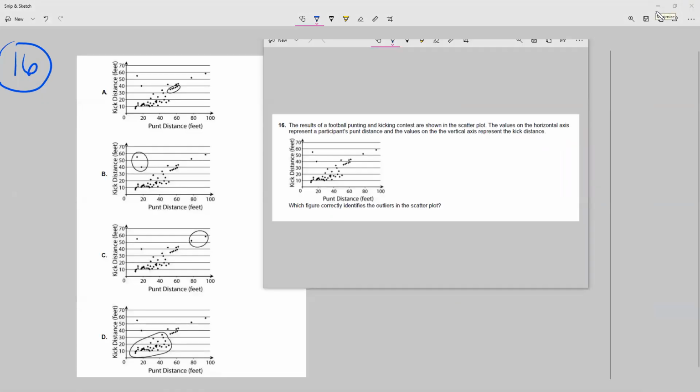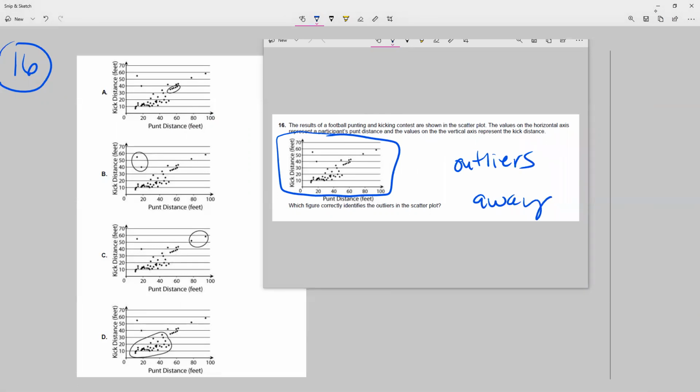This one's asking about outliers. So here it shows you the original graph. And then each one of these has a piece of that graph circled, asking which part is the outliers. So you're looking for the part that's away from the rest. So this is inside this line, I would say, right? This looks like they kind of go together. This looks like it's clustered together in these lines, but this is definitely away from the line. So B is the right answer.